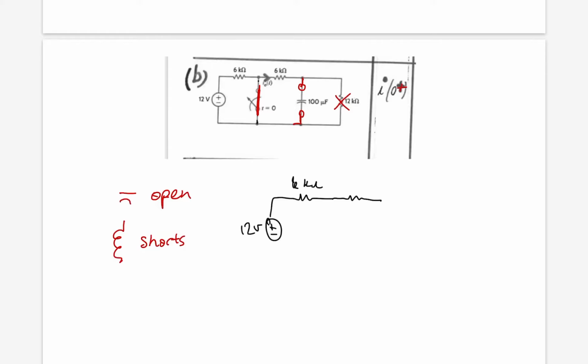Six resistors. And this is an open circuit there.